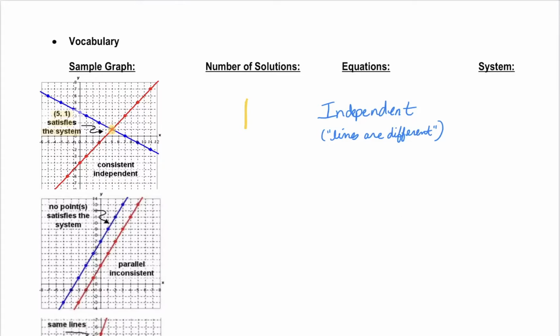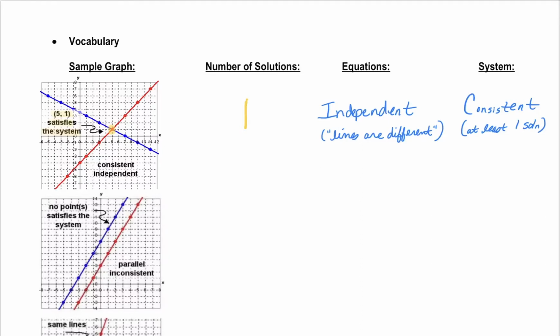Okay, the other piece of vocabulary that we want to think about is that we describe the system as being consistent. So this would be an example of a system that is consistent as long as there is at least one solution. And of course, that's exactly what we have here.